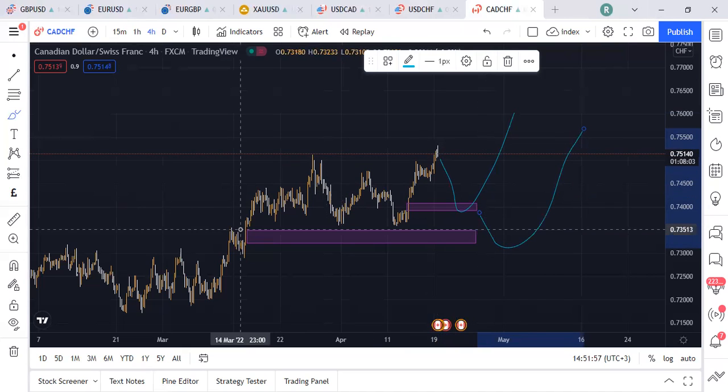So this is what I'm looking at for the rest of the week. If there is any additional chart, I'll be sending it through the group. And thank you so much for coming through.